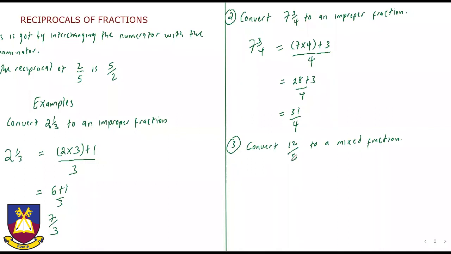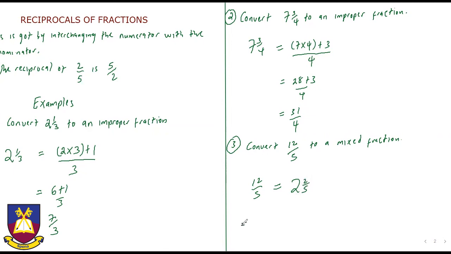Convert 12/5 to a mixed fraction. This is an improper fraction, and 12/5 is the same as, you could do it mentally if you can, 5 goes into 12 2 times, so those are two whole numbers, and 5 times 2 is 10. So 10 subtracted from 12 gives a remainder of 2. So it leaves 2 out of 5, and that means that 12 over 5 is the same as 2 whole numbers and 2 over 5.